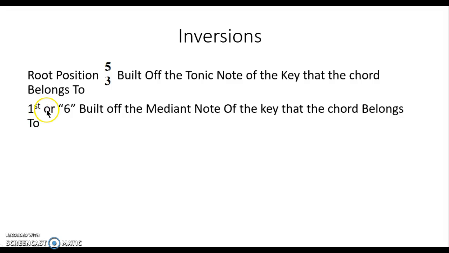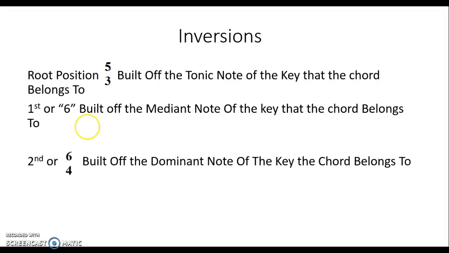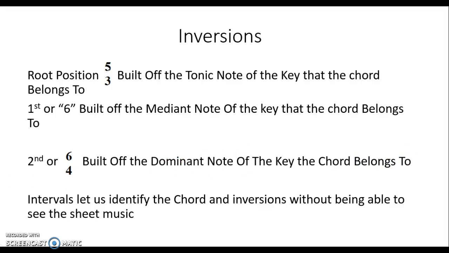The first inversion, or the 6 indication, is built off the mediant note of the key that the chord belongs to, or the second note of the chord. So again, with a C major triad, C, E, G, E will be your lowest note. The second inversion, or 6-4 indication, is built off the dominant note of the key that the chord belongs to. So C, E, G, G is going to be your lowest note.